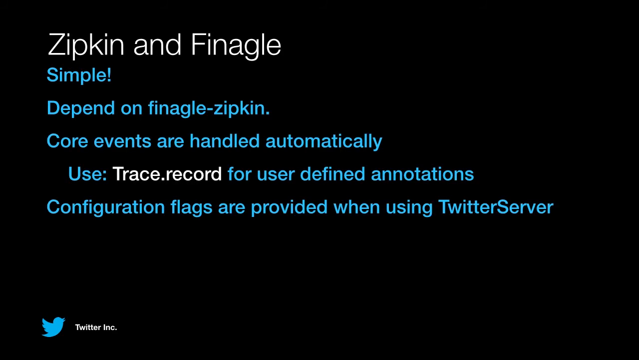Like I said, Zipkin's built into Finagle. It's really easy to get it running. If you're using the new Finagle APIs, all you have to do is depend on Finagle Zipkin, and it's done. All the core events are handled automatically, so server send, server receive, client send, client receive, those all happen automatically. You don't have to do anything about those. And then you can add your own annotations using trace record. There are a bunch of different versions of trace record. You can look inside of Finagle core at the trace object, and that'll show you all the methods that you can call. And then it provides these global flags that you can then set via Twitter Server.